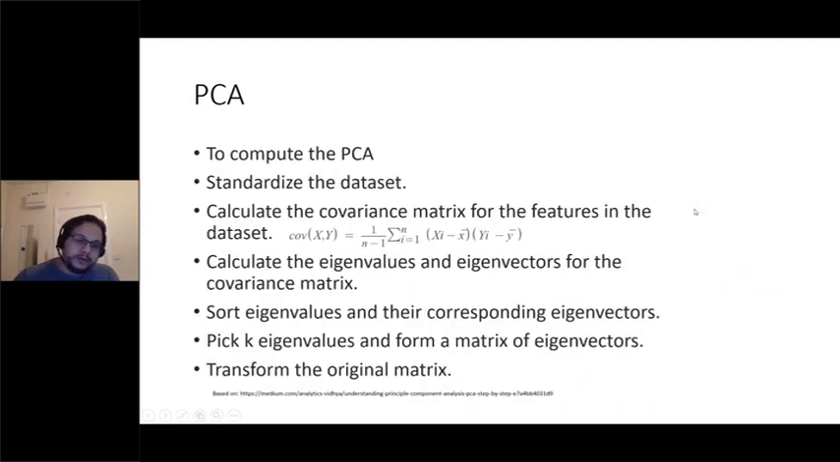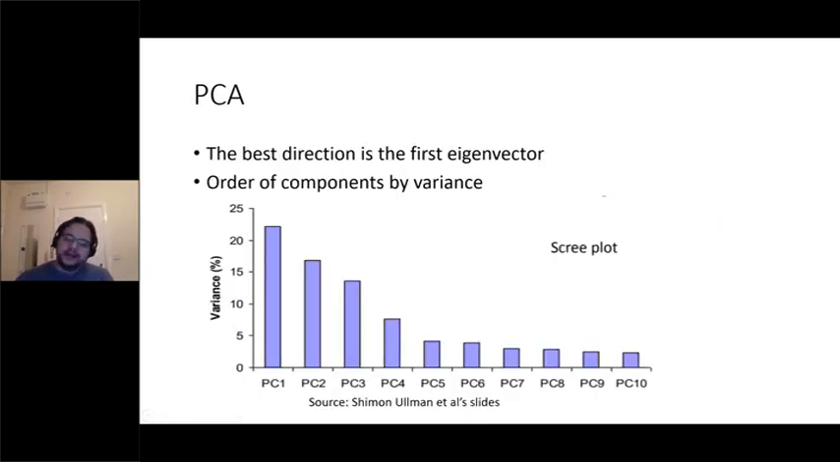When we run this algorithm, don't worry about the algorithm, we get these components: PC1, PC2, all the principal components. The first one will contain the highest variance. The second one will contain a bit less, etc. So we end up with this order of principal components.